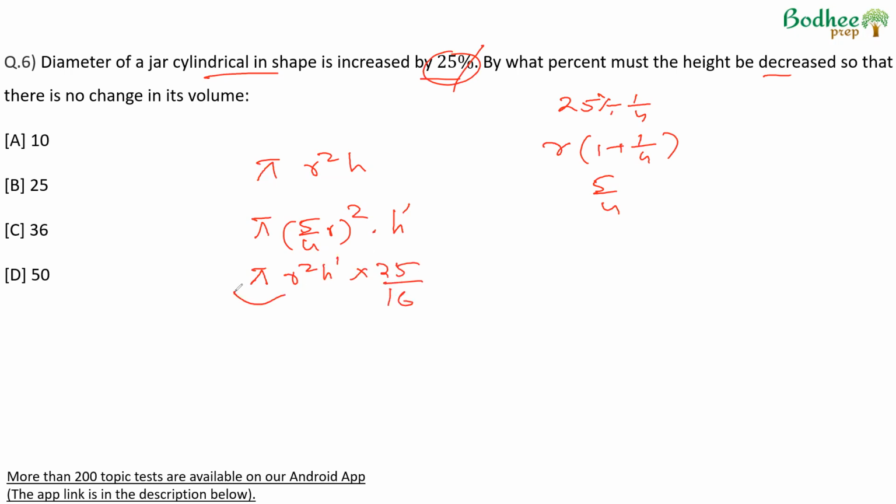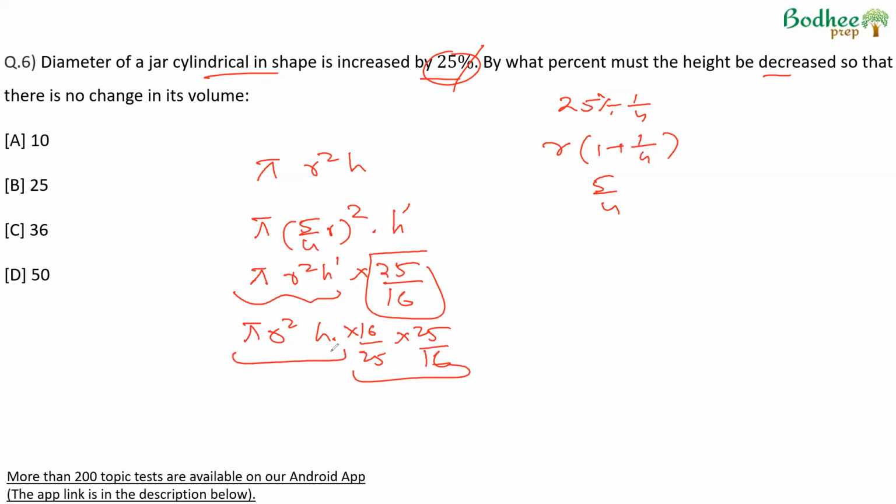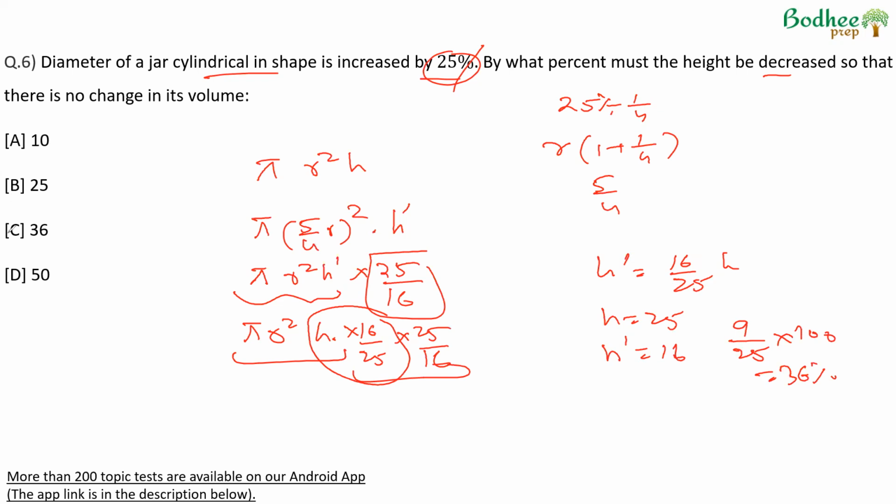Now, if we want the volume to not change, we have to remove this 25 by 16. So we can say the new height has to be h into 16 by 25. So that gets multiplied by 25 by 16, and this gets cancelled out. We are left with the original volume. Therefore, the new height has to be 16 by 25 times of the old height. If the old height was 25, the new height therefore has to be 16, which is a decrease of 9 on a base of 25, which is 36%. That becomes the answer.